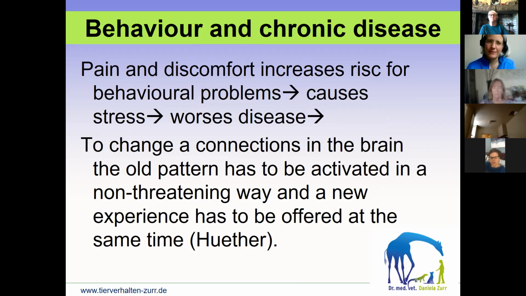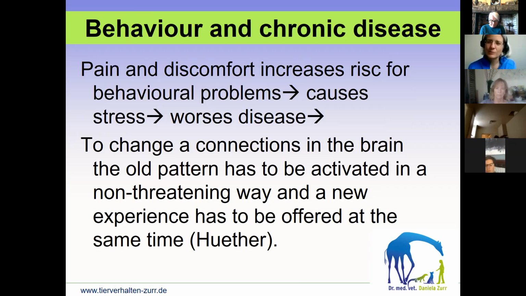So the question is, if we want to change a long-lasting behavior, how can we do this? There's one idea from a German neurologist called Gerald Hüther I really like. He says to change the connection in the brain, the old pattern has to be activated in a non-threatening way, and a new experience has to be offered at the same time.